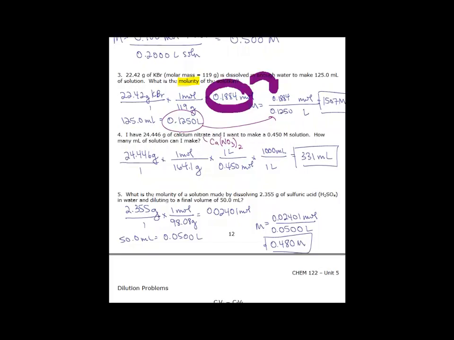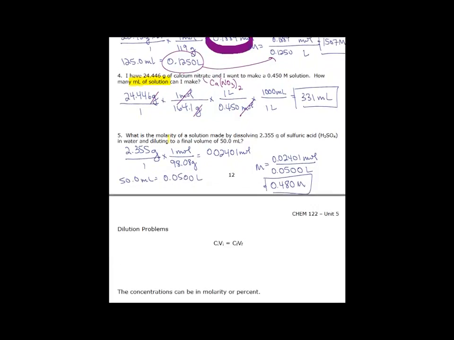So the molar mass you end up with for calcium nitrate is 164.1 grams, and then you convert, so you've got those to cancel, then you use the molarity, get those to cancel out, so you're in liters, and then convert liters to milliliters, because I asked for milliliters of solution. So make sure you read the question. What units do I want it in? So the answer, 3 sig figs, is 331 milliliters.